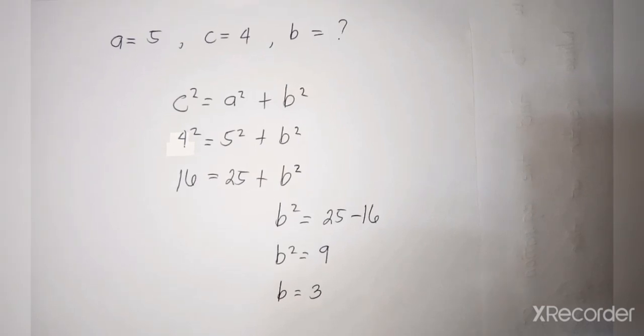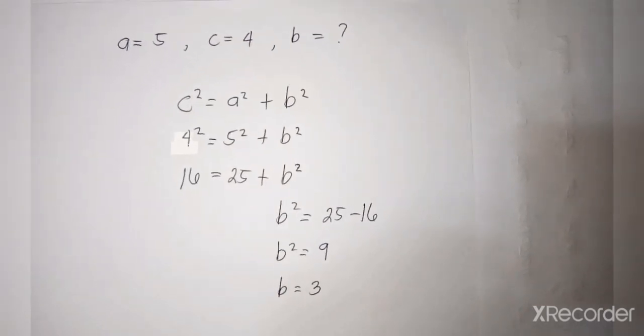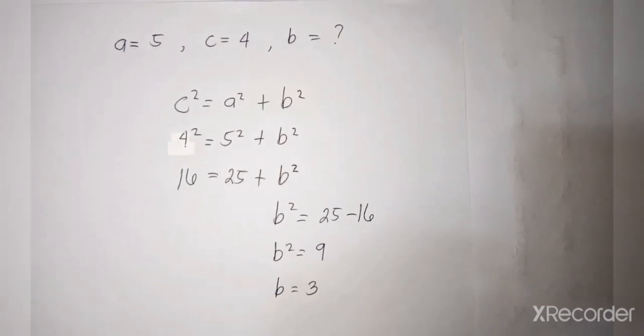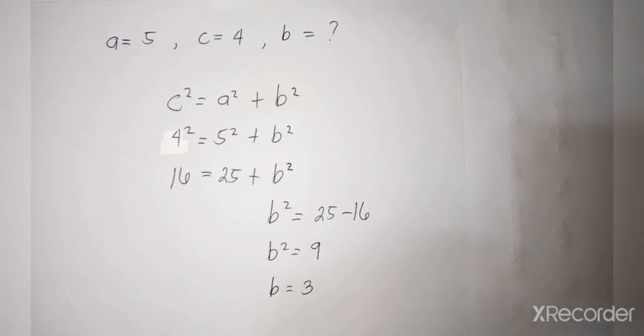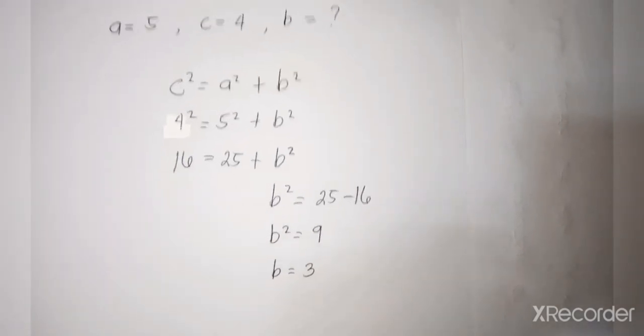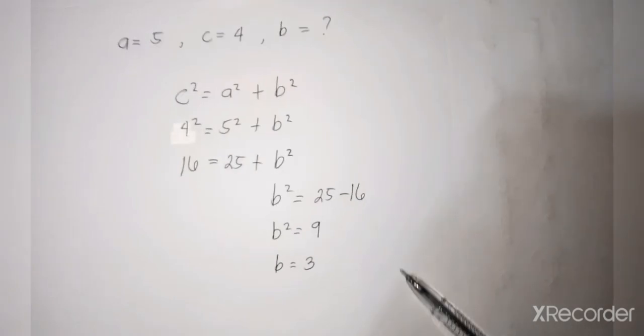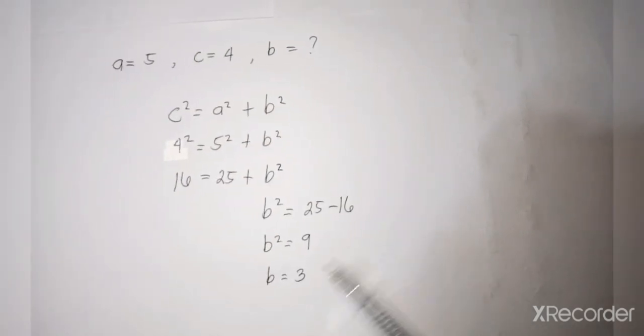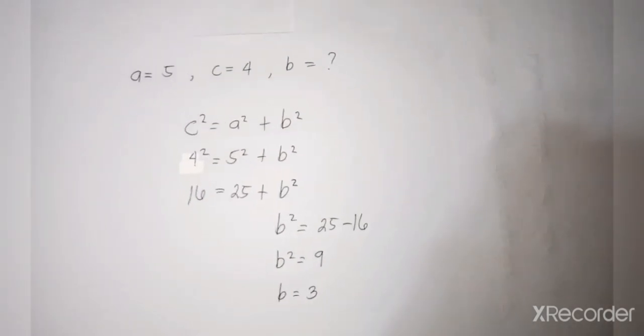C squared is equal to a squared plus b squared. 4 squared is equal to 5 squared plus b squared. 16 is equal to 25 plus b squared. B squared is equal to 25 minus 16. B squared is equal to 9 and b is equal to 3. Since we already know the values of h and k and a and b, now we can proceed to get the equation of an ellipse.